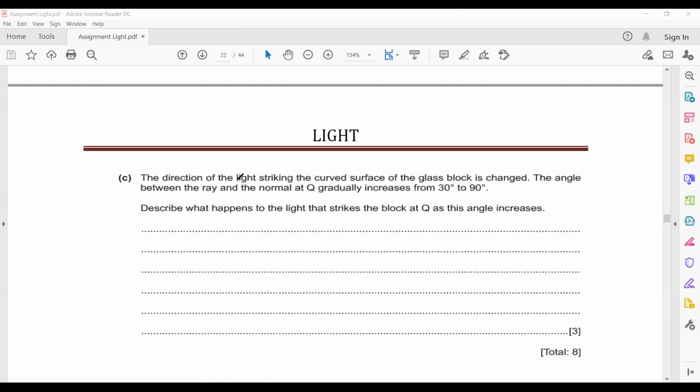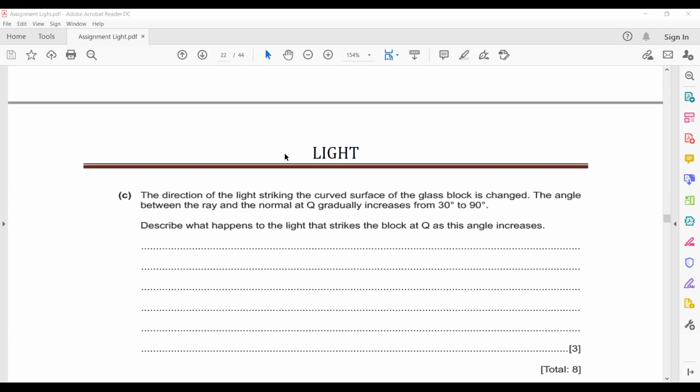In the next part, they ask about the direction. The reason I skip part B is that it is what we discussed last week, like calculating the angle. So I'm only discussing the total internal reflection and critical angle questions. The direction of the light striking the curved surface of the glass is changed. The angle between the ray and the normal is gradually increased from 30 to 90. Describe what happens to the light that strikes the block at these increasing angles.